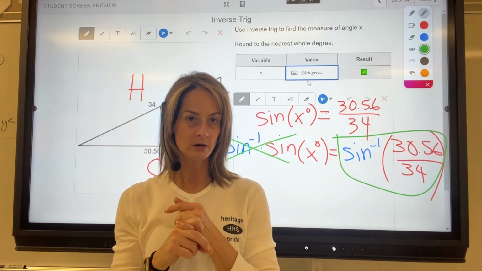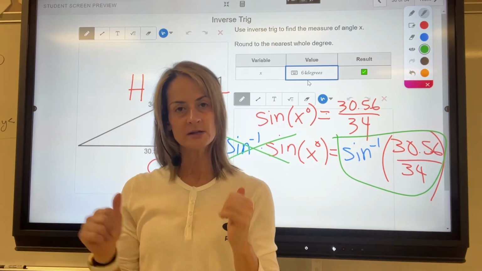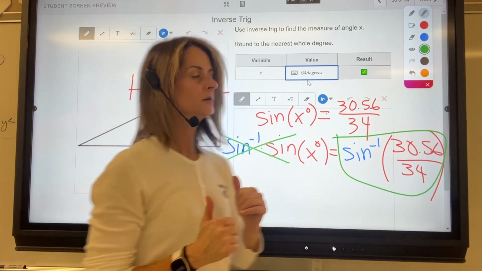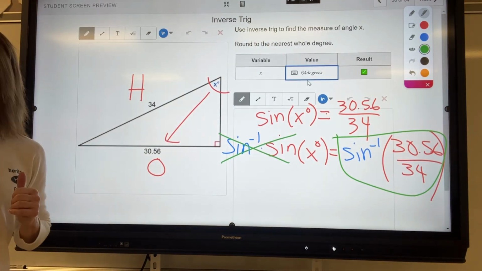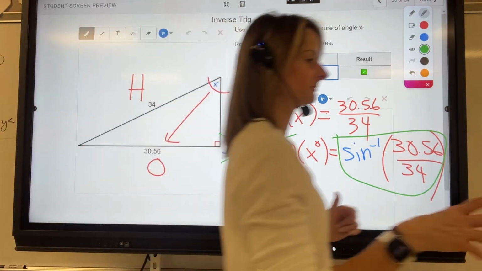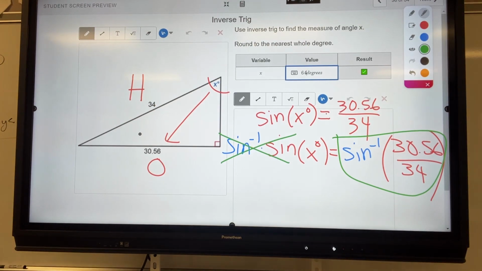Can we do one more? This is the hardest type of problem here, trig problem. Anyone still writing? Yeah. Let me know when you're done. No, there's no rush.